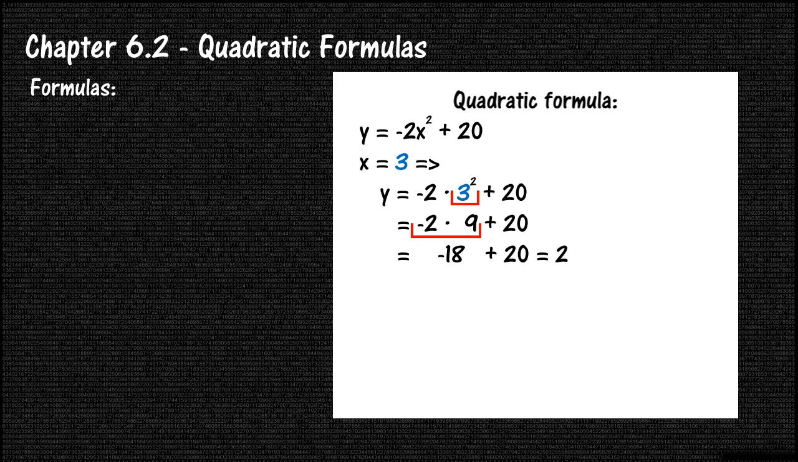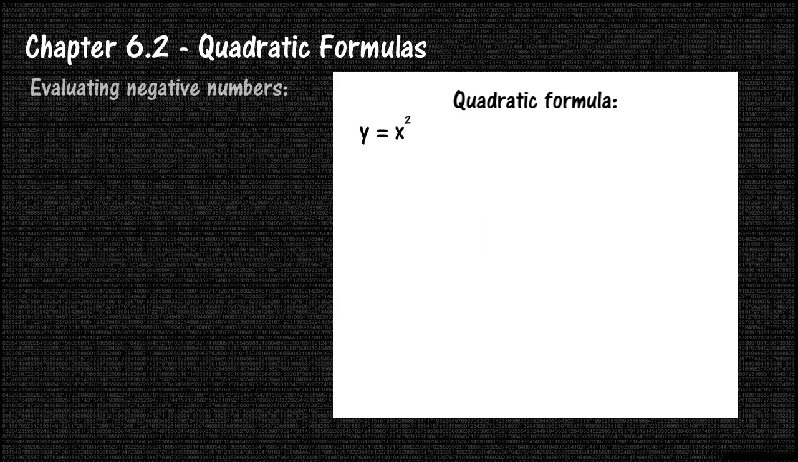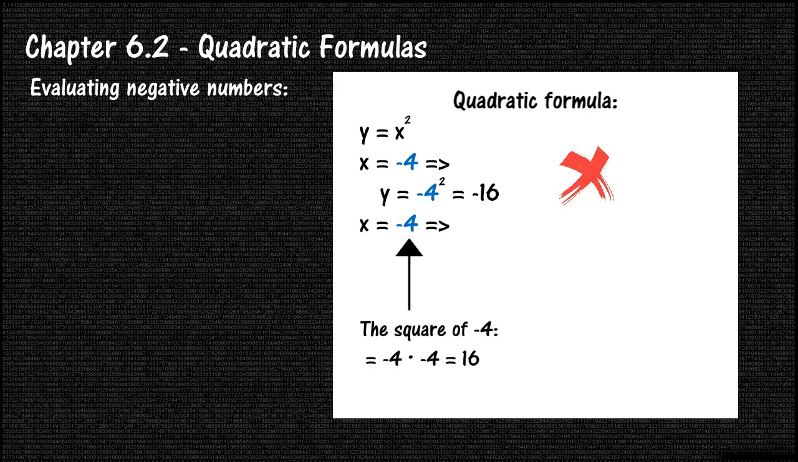The problem occurs when we need to evaluate a quadratic formula for a negative number. Let's get back to the first formula. If I need to evaluate the formula for x is minus 4, then this would be incorrect, because if I were to calculate this, my answer would be minus 16, while it has to be a positive 16. That's because the square stands above the x, so I have to calculate the square of the number I substitute for x, which is minus 4. And minus 4 times minus 4 is equal to 16.